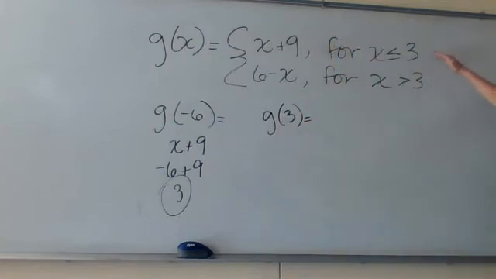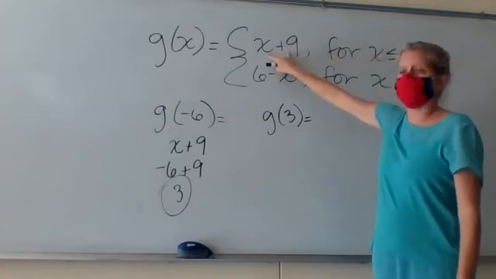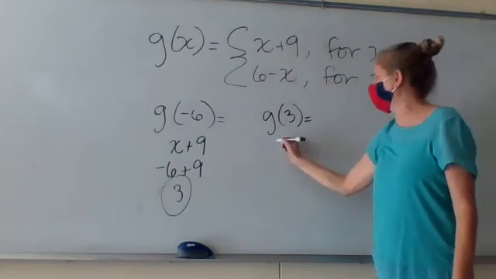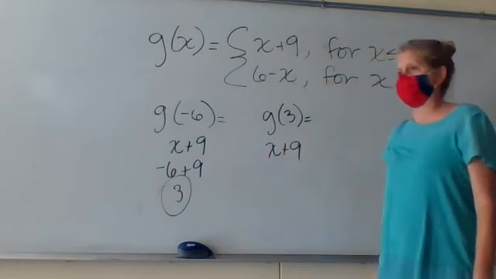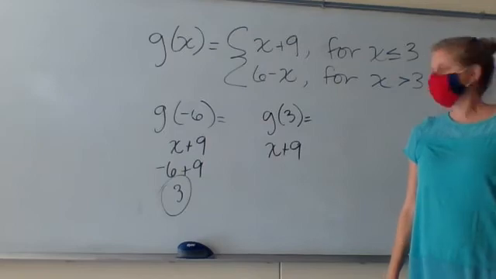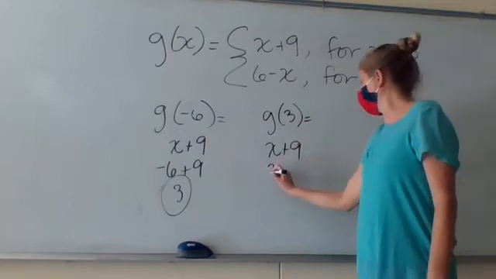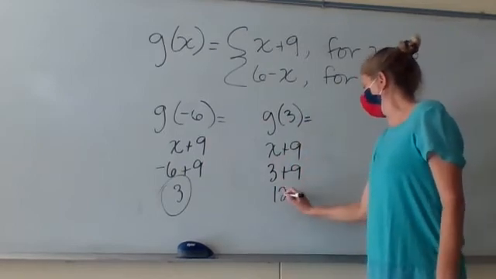So this is where we need to pick, right? They both have a 3. So which piece does it go into? If I'm finding 3, I need to find the one that says equal to 3, which is which one? That top one. It's got the equal to bar. So if x equals 3, I put it in this top piece, so it's also going in the x plus 9 piece. So if I put a 3 in for x, I'll have 3 plus 9, which is 12.